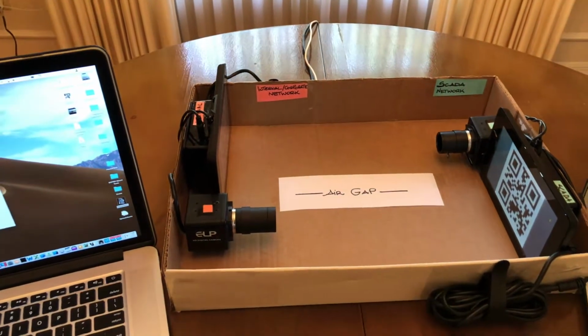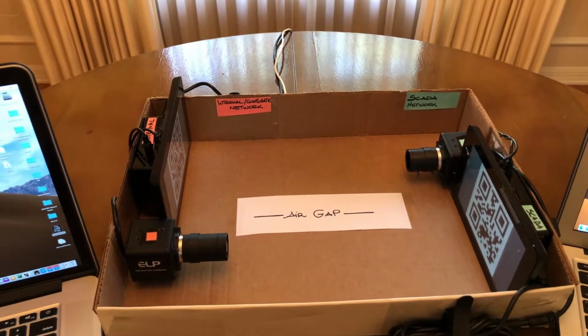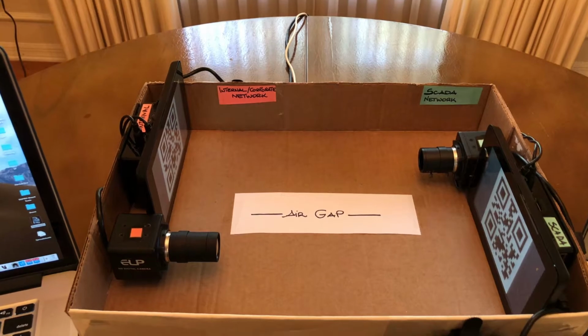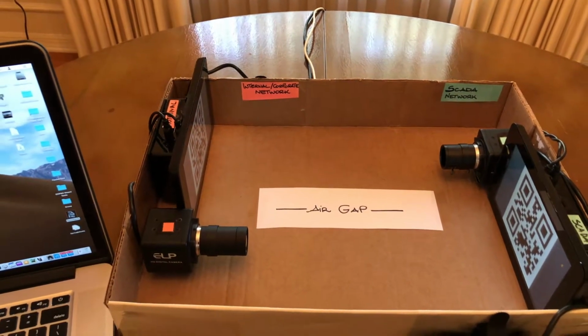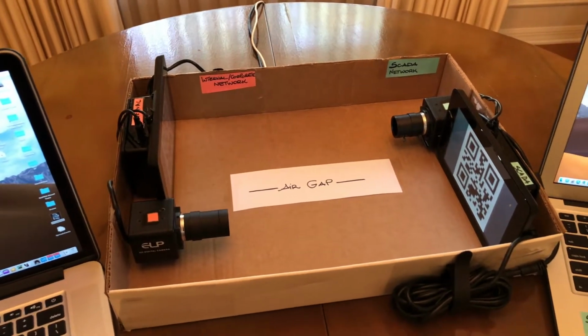This is the second part of my invention. It shows how the two devices that are going to be communicating with each other can exchange QR codes. And this will allow bidirectional communication between the two networks without actually using a network.